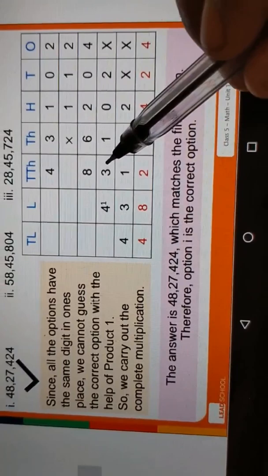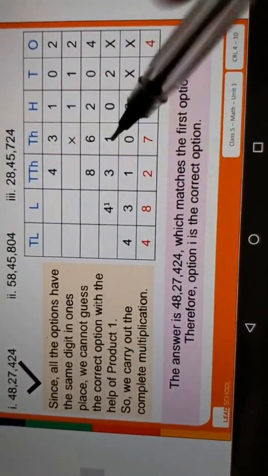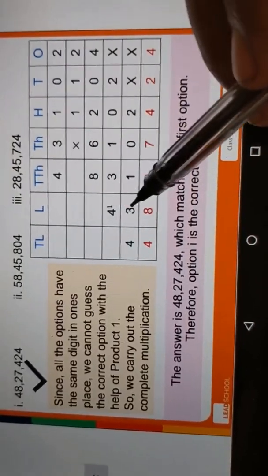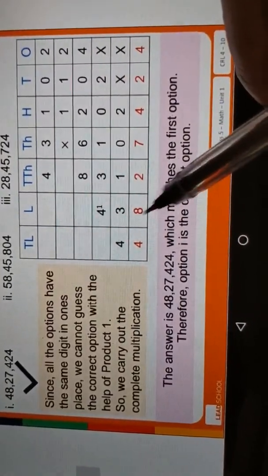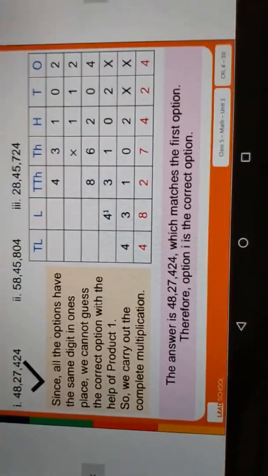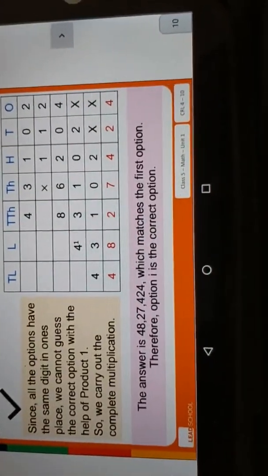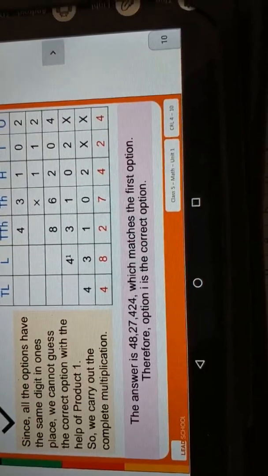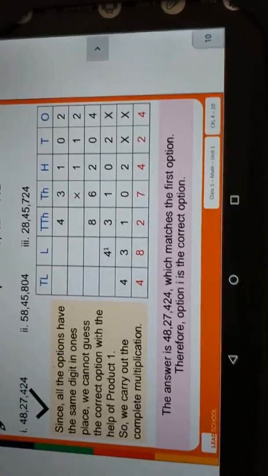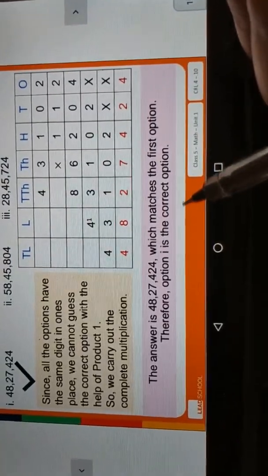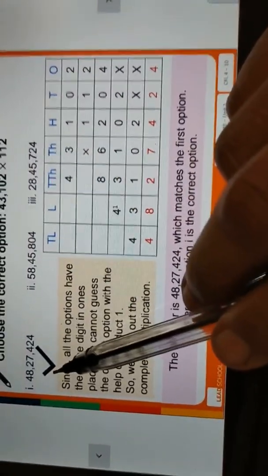8 plus 3, then 9, 10 and 11, 11 plus 1 is 12 is there, 1 is a carryover, 4 plus 1 is 5, 5 plus 3 is 8, 8 is here, 4 as it is. So answer is 8,27,424. So look at this, which option matches? The first option is the correct answer. So first one is the correct answer.